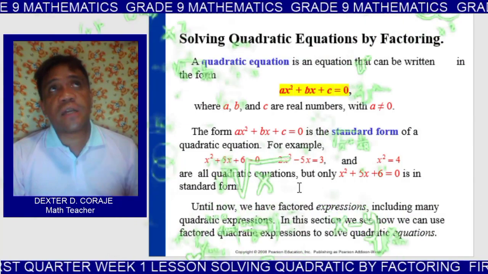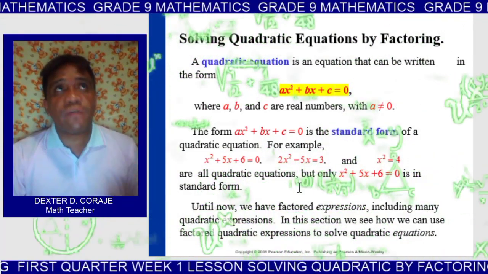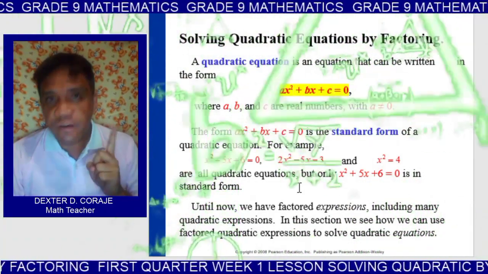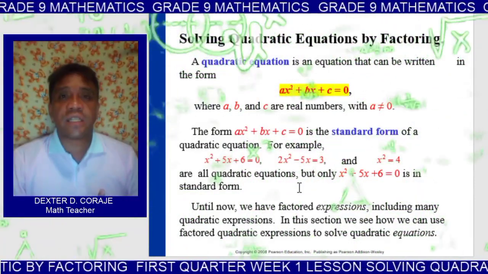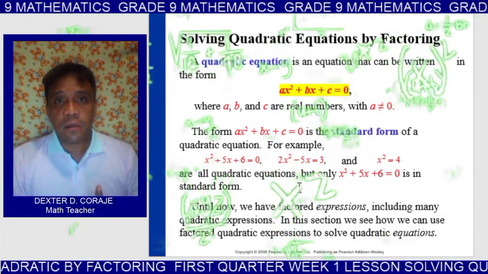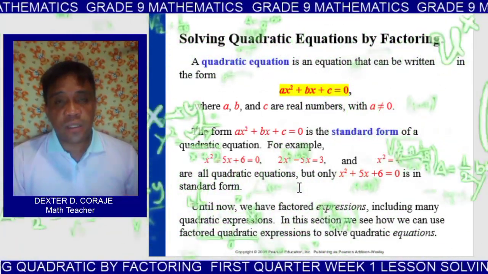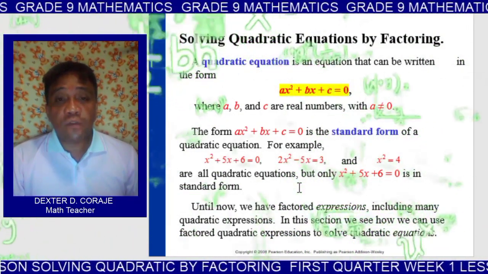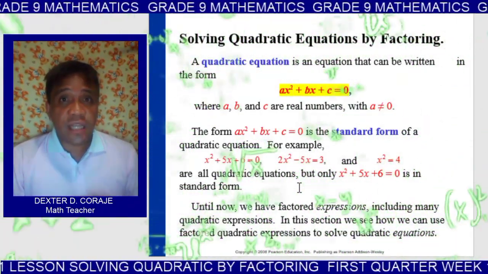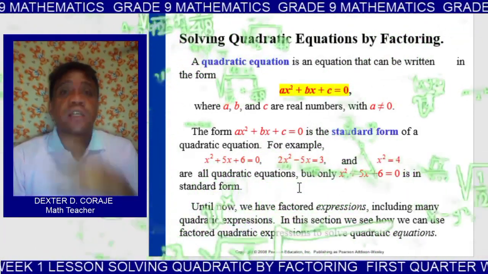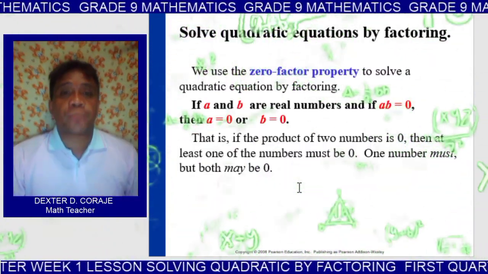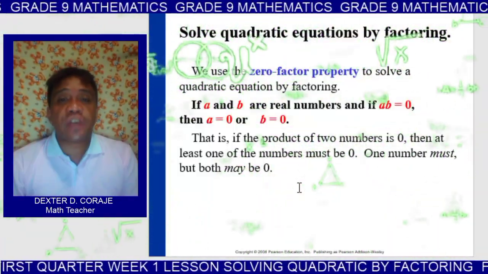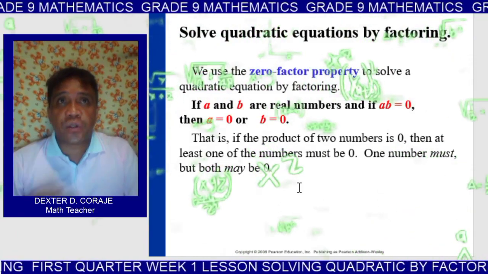And take note that when we talk about solving quadratic equation by factoring, the very first move that we should do is to identify if the quadratic equation is written in the standard form, so that we could go to step 2. What this step 2 is all about is to try to find ways to factor out the quadratic expression on the left side. And we are going to try to understand the concept of the zero factor property.